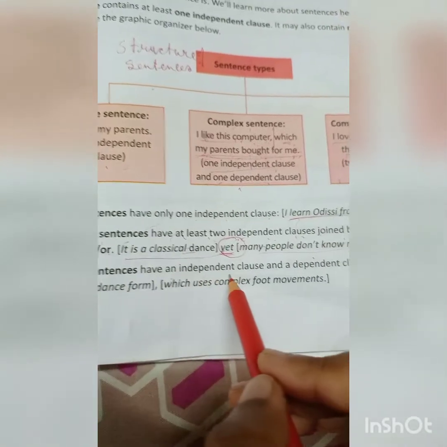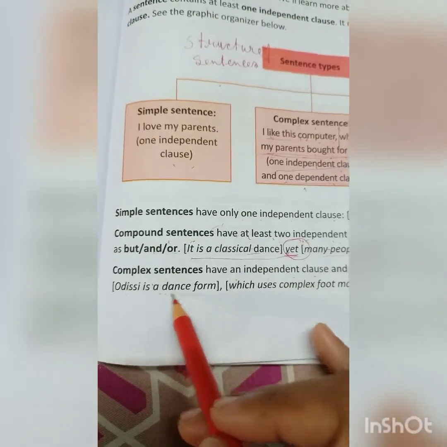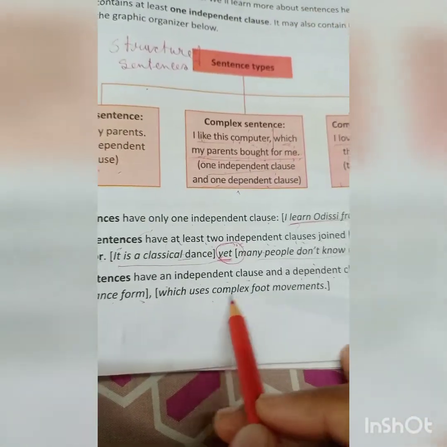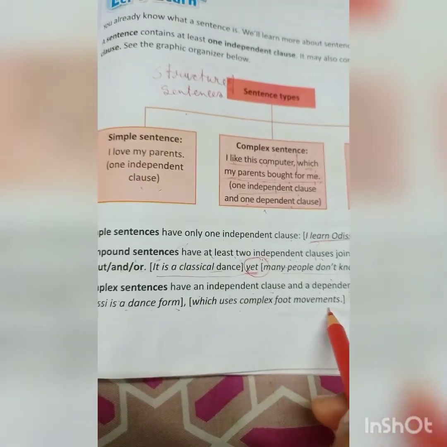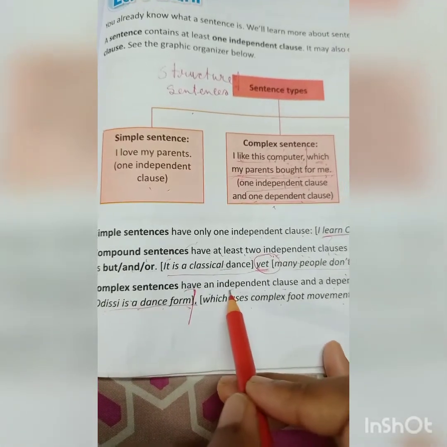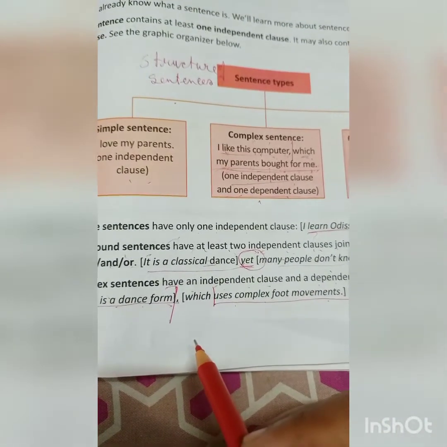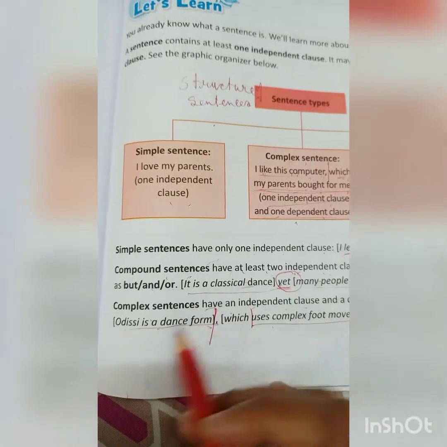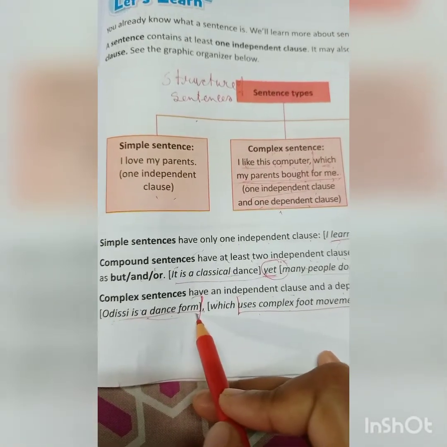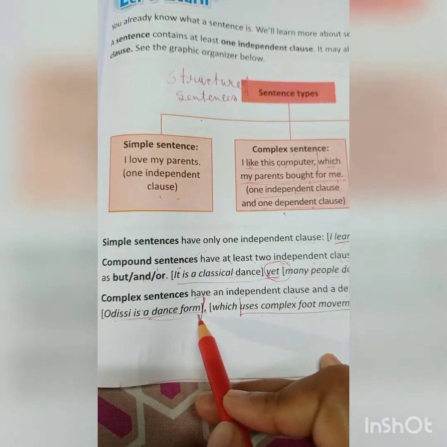A complex sentence has an independent clause and a dependent clause. Odissi is a dance form which uses complex foot movements. I have made a part of the sentence. See, Odissi is a dance form. One part of the sentence. Uses complex foot movements. Another part of the sentence. Which one is an independent clause? Which sentence can stand alone? Which is a meaningful sentence? Odissi is a dance form. This can stand alone. This does not need anyone's help. This is a complete sentence.